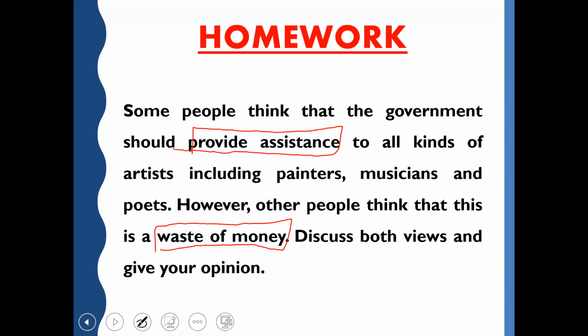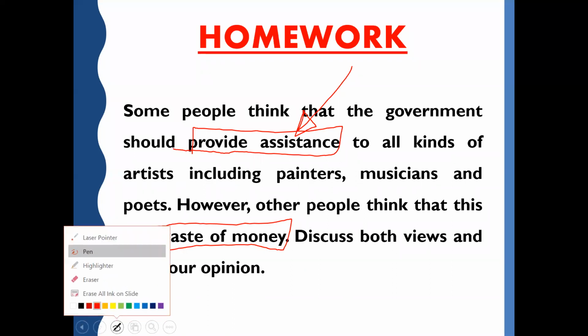قولي لي في الانترو you're gonna mention that ان انا يعني هبروفايد الاسيستنس بتاع الجفرمنت للبينترز والميوزيشنز والبوتس. تمام. body paragraph 1. What would you do in body paragraph 1؟ هيبقى body 1 و 2. لو هو قال discuss both views. اول حاجه هتبقى provide الاسيستنس، وتاني واحد اللي هو هنعتبرها ان هو waste of money، لان هو قال يعني قولوا الاثنين.